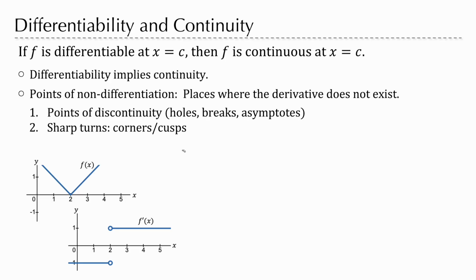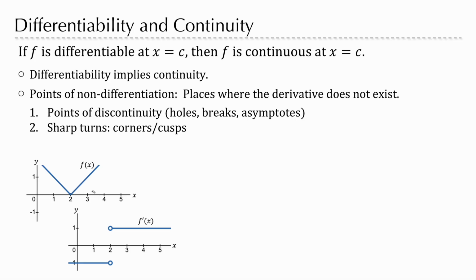Now, the next two are kind of interesting because sharp turns, called corners or cusps, are continuous. The graph exists there, and you can sketch it without lifting your pen or pencil, but the derivative doesn't exist. My illustration here for an example is the graph of the absolute value. You can definitely tell that there's a sharp corner here at 2. The graph of its derivative looks like this, and clearly you can see a break where there is no value of the derivative at 2. Again, that's the sharp corner.